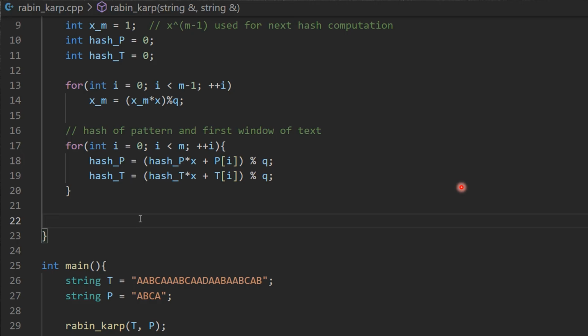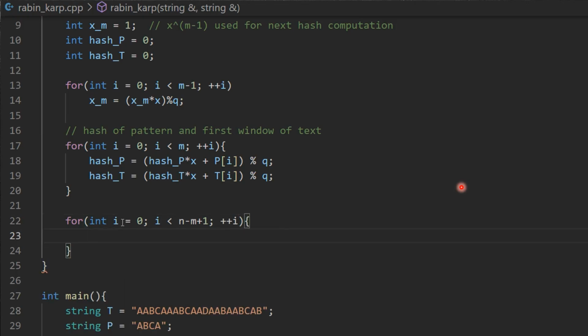So we will start from the 0th index, i equal to 0, and we will not go till n, but we will stop at the start of the last window, and the last window will stop at n minus m. So we will be checking till i is less than n minus m plus 1.